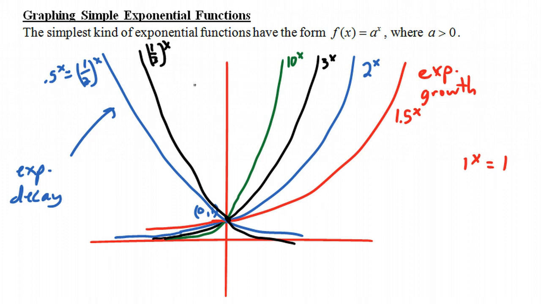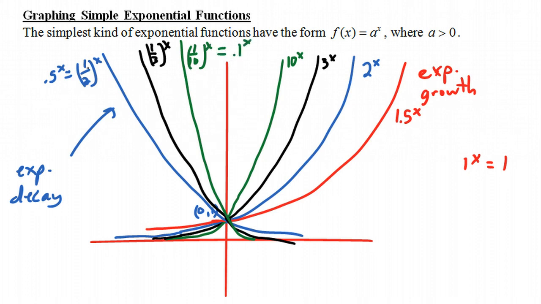And maybe 1/10 to the x would look something like this. It's not supposed to cross below the x-axis there. I made a mistake there, but 1/10 to the x would look like this, or that's really 0.1 to the x. So notice a couple things.